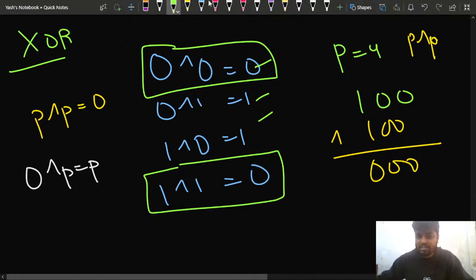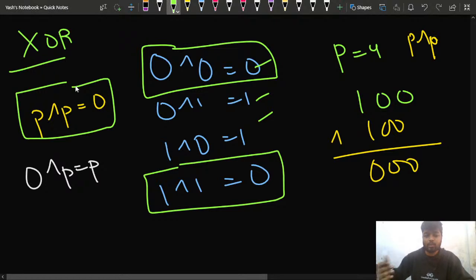First of all, what properties have I derived from XOR, right? 0 XOR 0, all these things, right? The same property, same XOR will give me this, right? So that's why p XOR p, that is the same number doing XOR with the same number. If the number is occurring twice, doing XOR will give me 0, and if I do 0 XOR p, it will give me p, right?